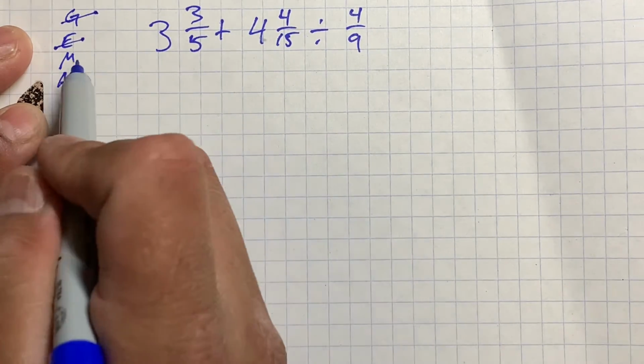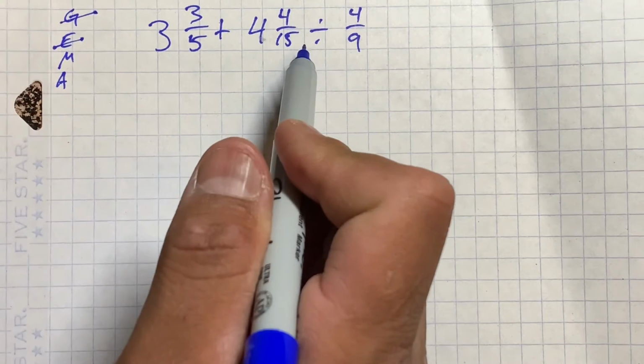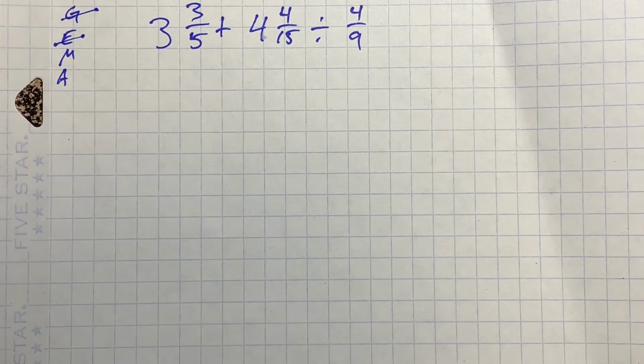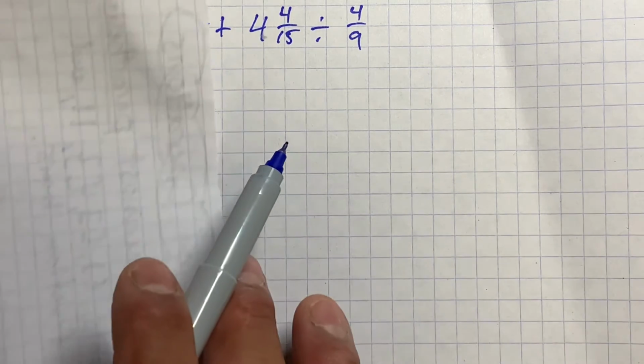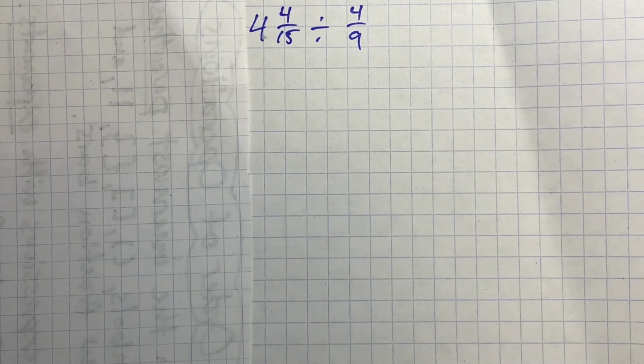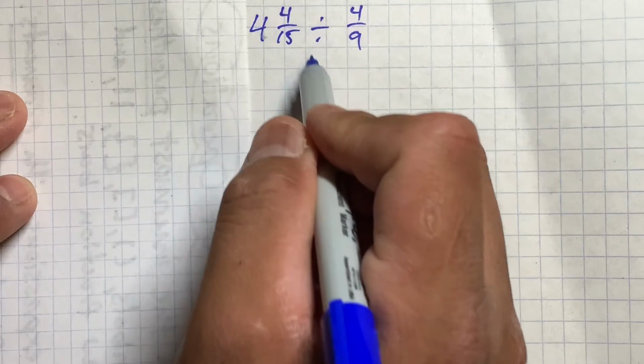But there is a multiplicative operation, which is division. So in this case, we want to ignore that first mixed number, 3 3/5, and the addition sign, and we'll come back to that later. Okay, so the first step is to convert that mixed number into an improper fraction, 4 4/15.